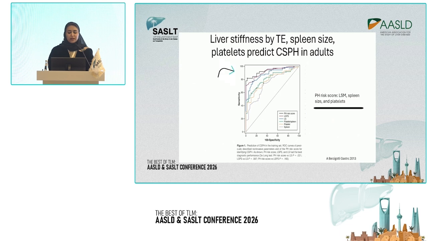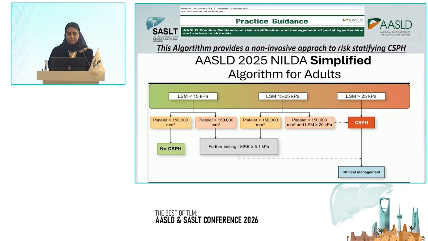In this slide, we can see the combination of liver stiffness measures, spleen size and platelets, which improves the curve and gives superior measures, which indicates good markers to predict clinically significant portal hypertension in adults compared to a single parameter alone. So in this practical guidance, this algorithm provides a non-invasive approach to risk stratifying clinically significant portal hypertension.